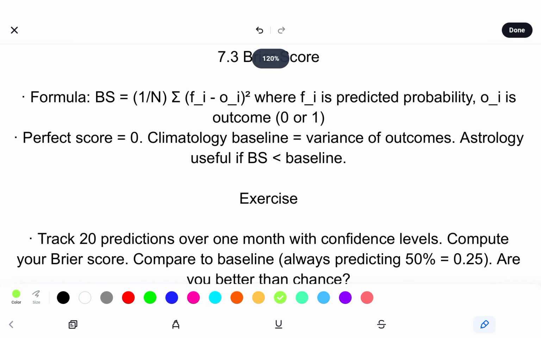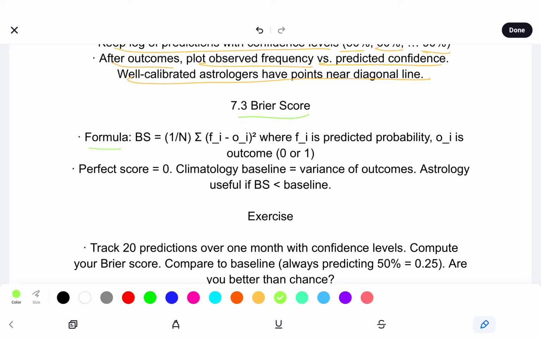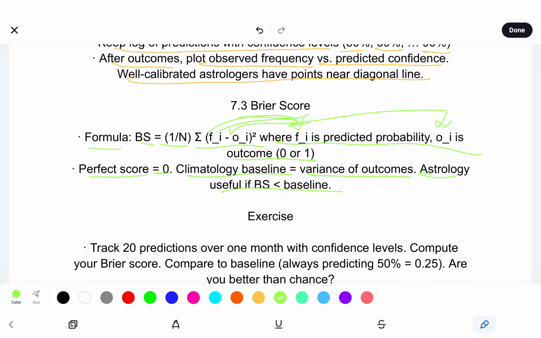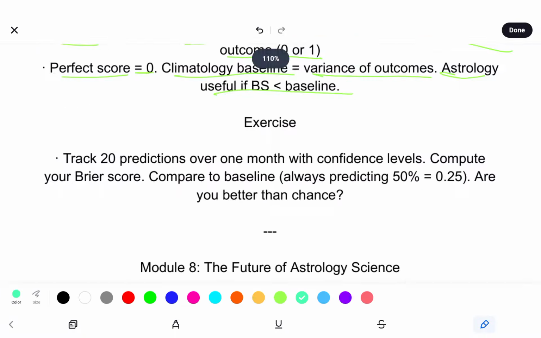On to the Brier score. The formula is BS equals 1/N times the sum of (f_i minus o_i) squared, where f_i is the predicted probability and o_i is the outcome, o being 0 or 1, and a perfect score is 0. Climatology baseline is the variance of outcomes. Astrology is useful if BS is lesser than the baseline. Our exercise is to track 20 predictions over 1 month with confidence levels. Compute your Brier score. Compare to baseline, always predicting 50% equals 0.25. Are you better than chance?